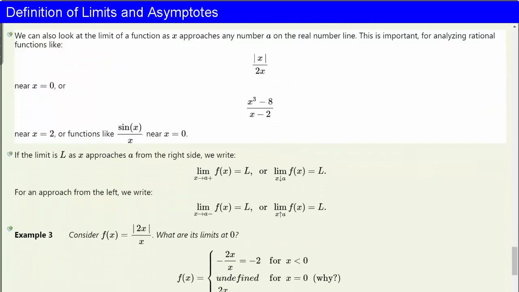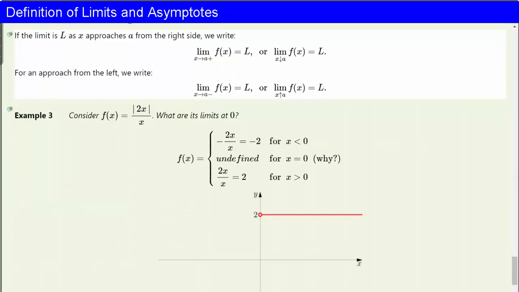In addition to looking at the limit of a function as x tends to plus or minus infinity, we can look at the limit of a function as x approaches any number a on the real number line. This is important, for example, for analyzing rational functions like absolute value of x over 2x near x equals 0, or x cubed minus 8 divided by x minus 2 near x equals 2, or functions like sine x over x near x equals 0.